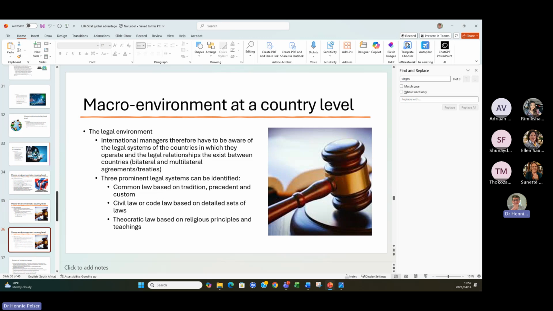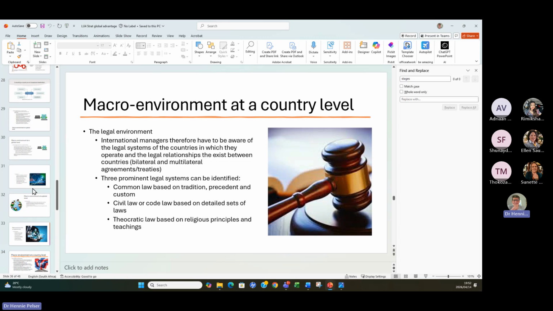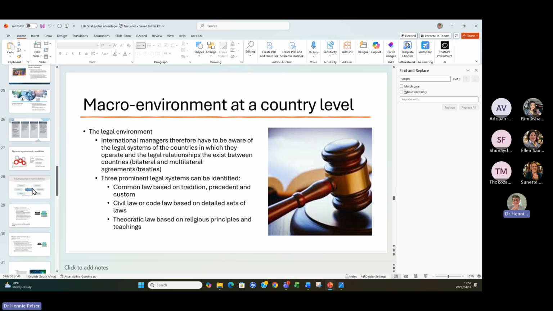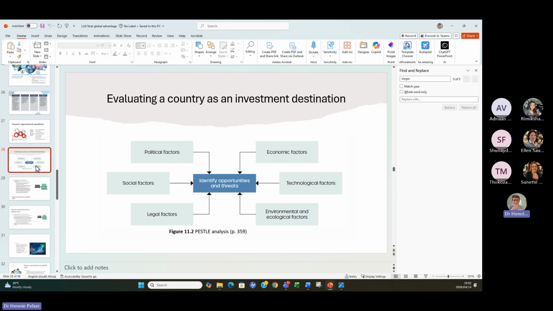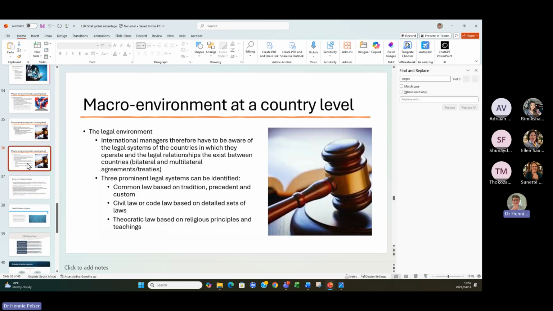Okay, other elements of the legal environment. So, in terms of what we're looking for from a PESTLE analysis perspective, that is Learning Unit 4, slides 28 to 36.